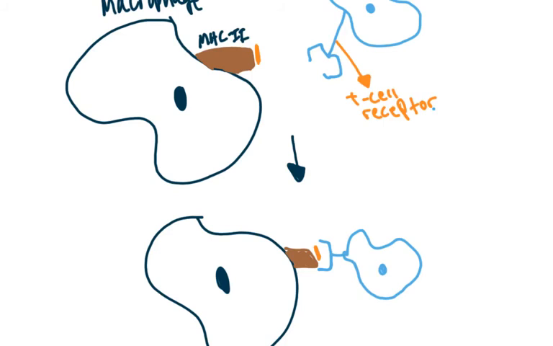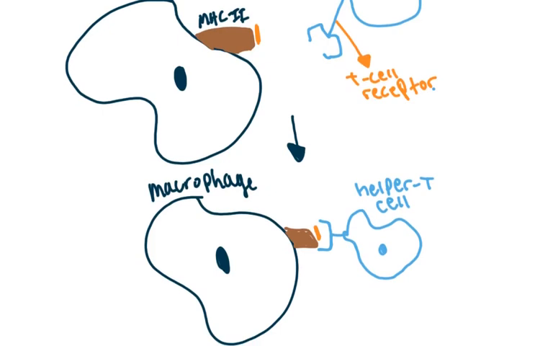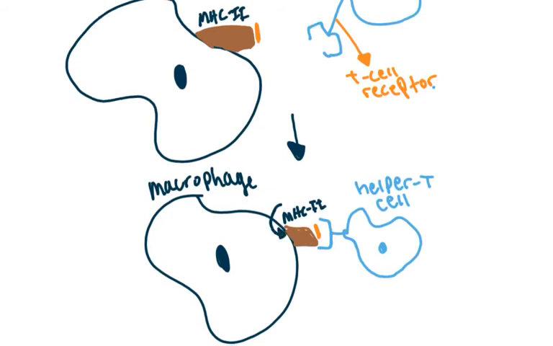And so this is still our helper T cell, and this is still our macrophage. Just going to keep on labeling these so we can stay on the same page. And this is our MHC2, in brown, this one right here. So a match.